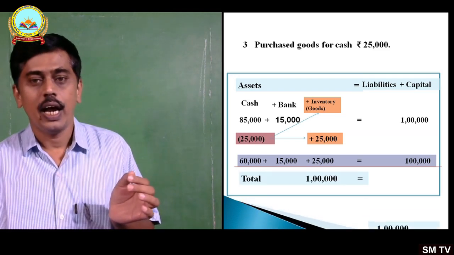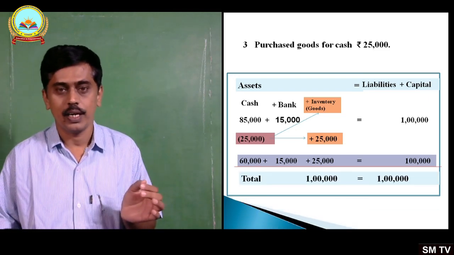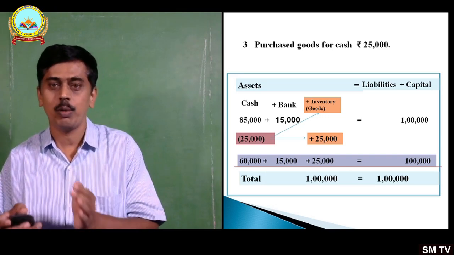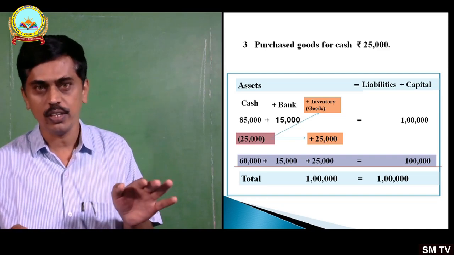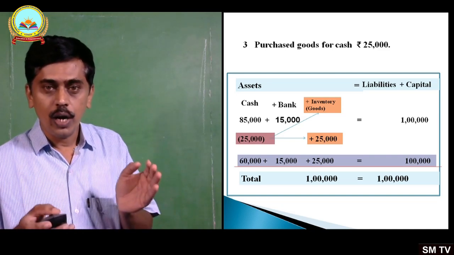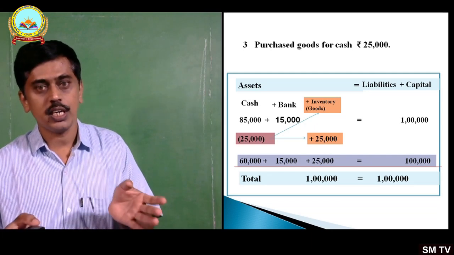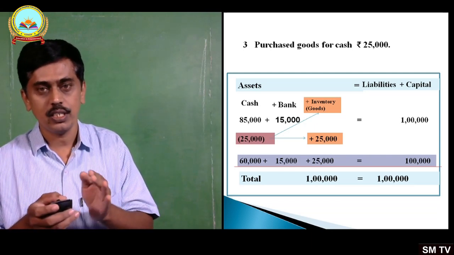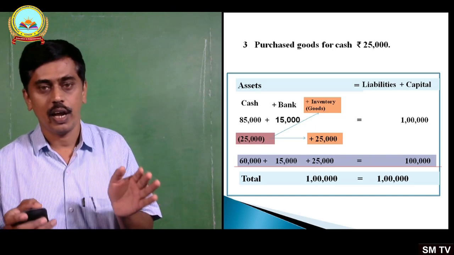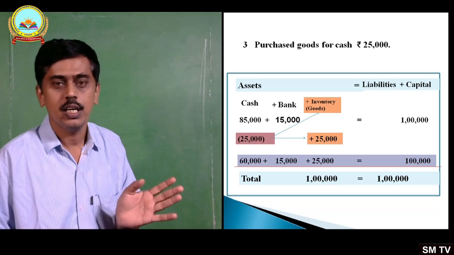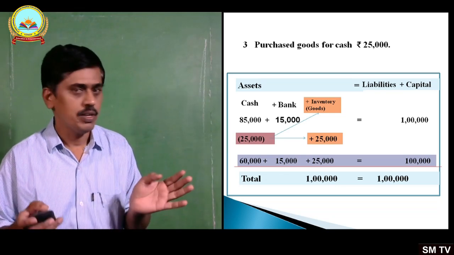1 lakh. And liabilities side total 1 lakh. 1 lakh equals 1 lakh. Assets of the business equals liabilities plus capital. It is proved, you know. This is how we have to prove accounting equation. Analyze the transaction and prove that accounting equation is correct. And at any point of time, assets of the business equals liabilities plus capital. I hope you got it.